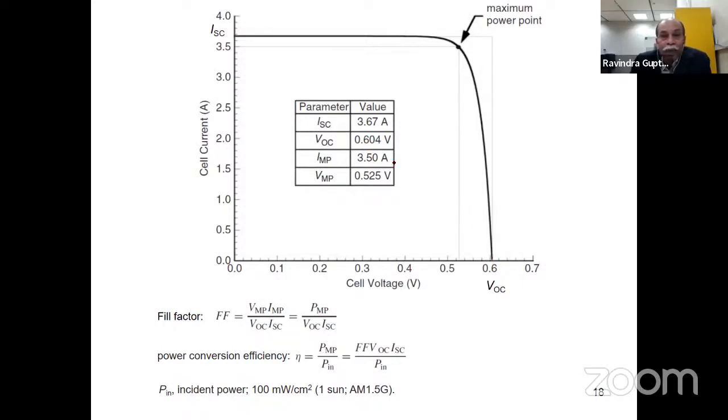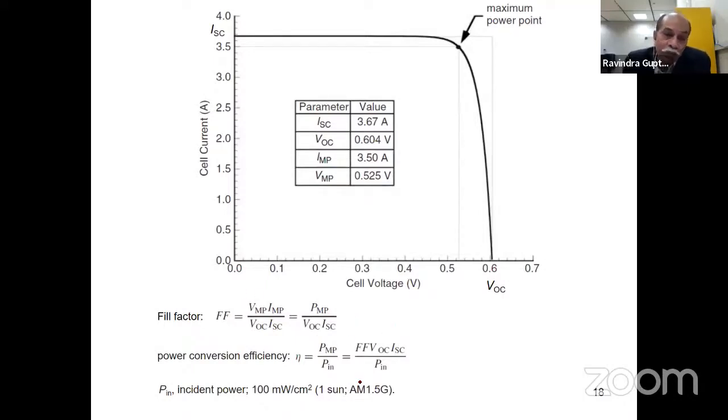So here we have three parameters: ISC, VOC, IMP from this point, VMP from this point. So here we have three parameters to get the efficiency: fill factor, ISC, and VOC. The fill factor is just the ratio of VMP times IMP divided by VOC times ISC, and efficiency, you can see.